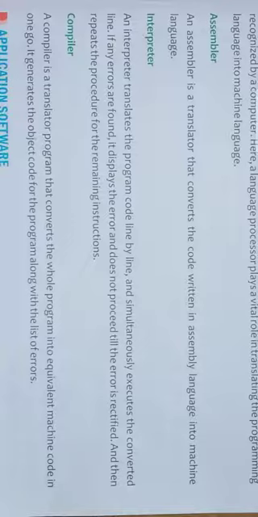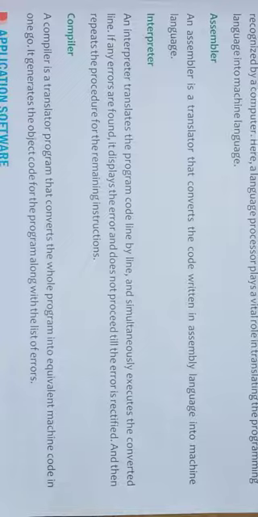Now the compiler, what is that compiler? A compiler is a translator program that converts the whole program into equivalent machine code in one go. In one go means you click only one time and you get the result in just one click. It generates the object code of the program along with the list of errors. Yes, this is very fast. The assembler cannot detect the error, but if there is any error, it will not run. This is the basic thing of the assembler.